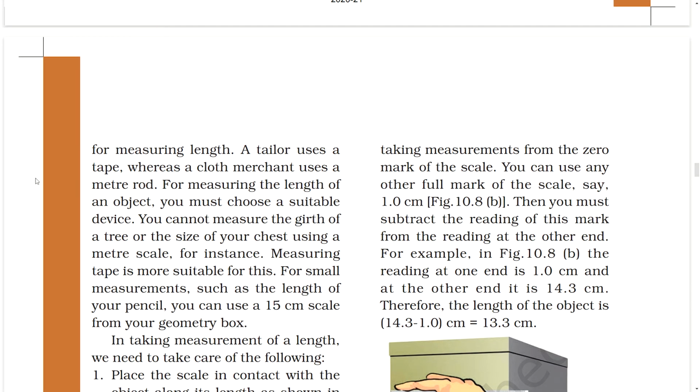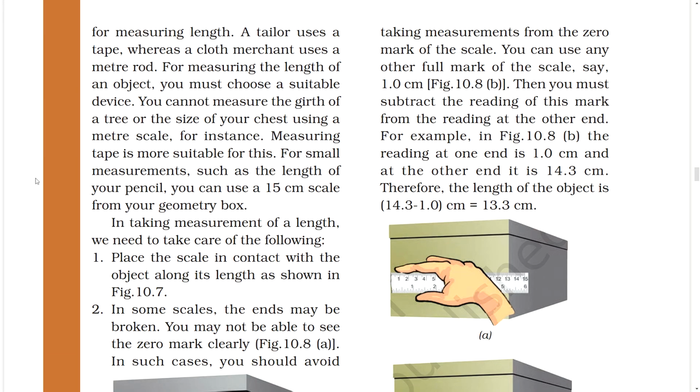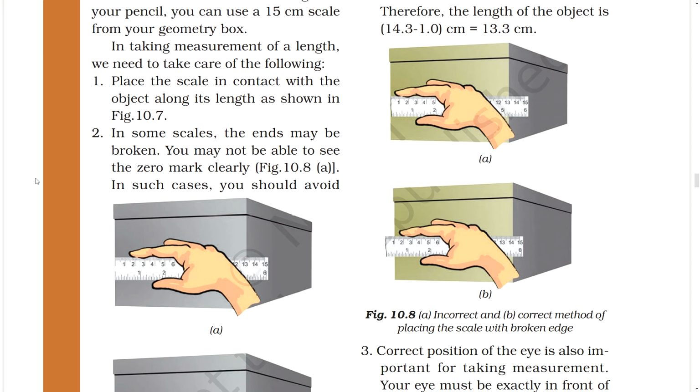Taking measurement from the zero mark of the scale. You can use any other full mark of the scale, say 1.0 centimeter, figure B. Then you must subtract the reading of this mark from the reading at the other end. For example, in figure B, the reading at one end is 1.0 centimeter and at the other end it is 14.3 centimeter. Therefore, the length of the object is 14.3 minus 1.0 centimeter equals 13.3 centimeter. Figure: A incorrect and B correct method of placing the scale with broken edge.